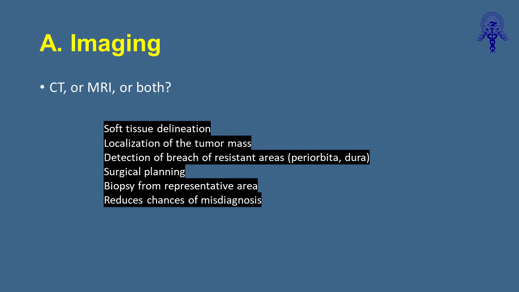তাহলে ultimately if you go for MRI it will give you certain advantages কি: soft tissue delineation, localization of the tumor mass, detection of the breach of the resistant area, periorbita, dura, which will ultimately be a decision maker in surgical planning. Very important. Exactly কোথায় মাসটা আছে আমাকে জানতে হবে. If the mass is not involving the maxilla at all, why are we going to do a maxillectomy? করব না total maxillectomy. I mean to say biopsy from the representative area.